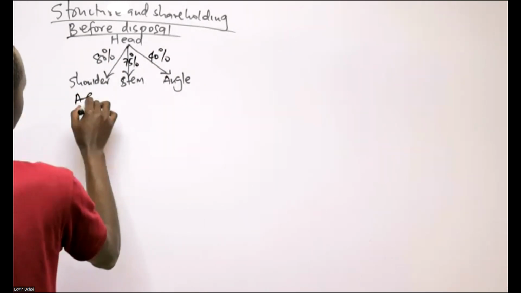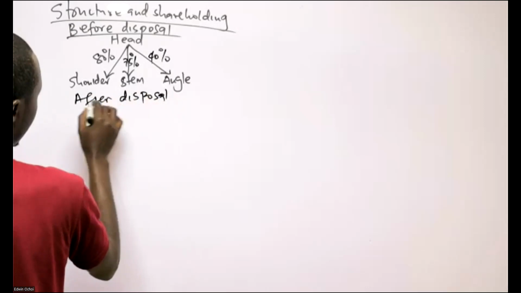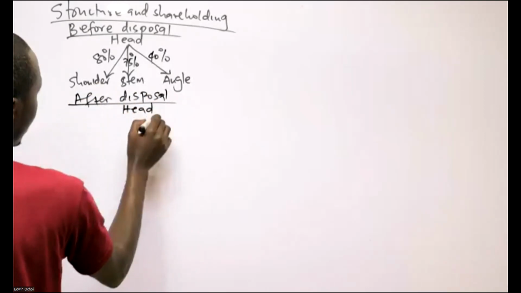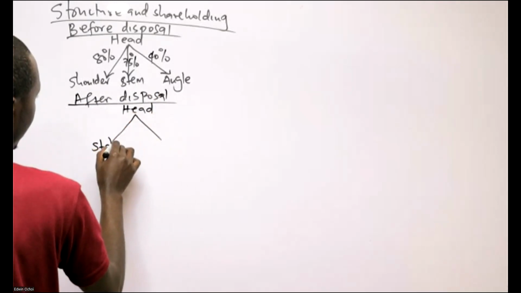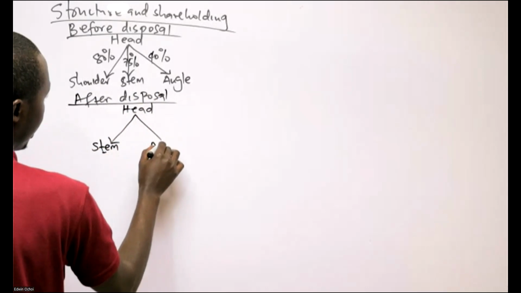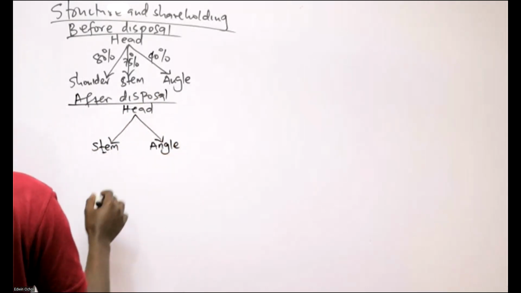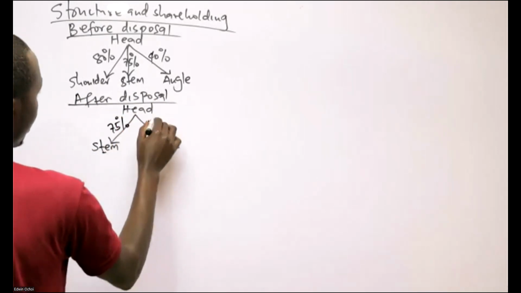Then after disposal, now they disposed of Shoulder. So Head remained with who and who? STEM, and they remained with Anchor. So we have 75% and we have 40%.